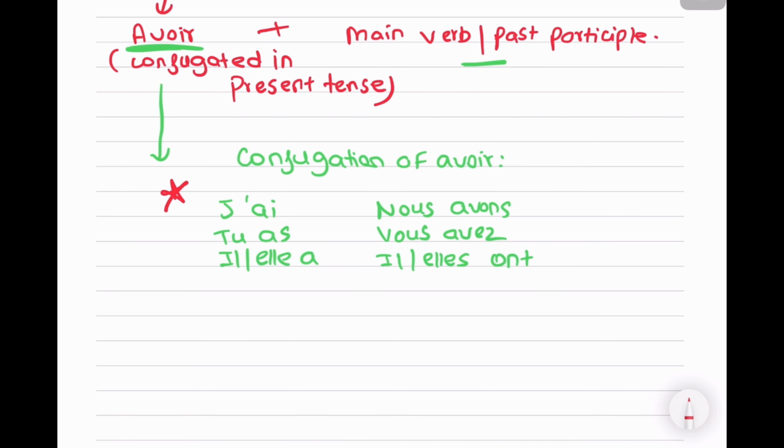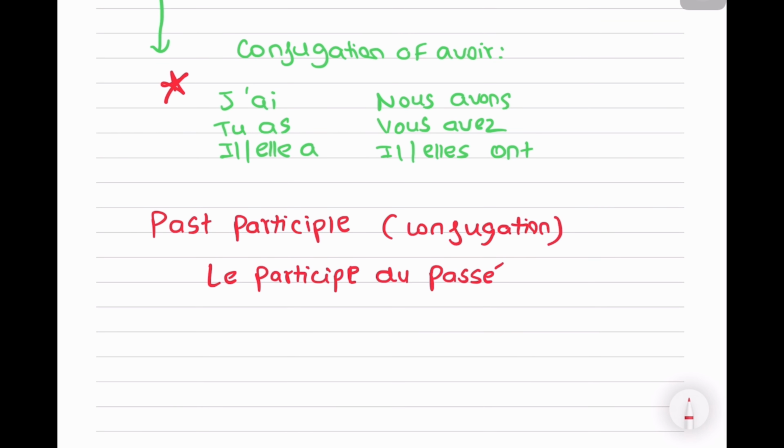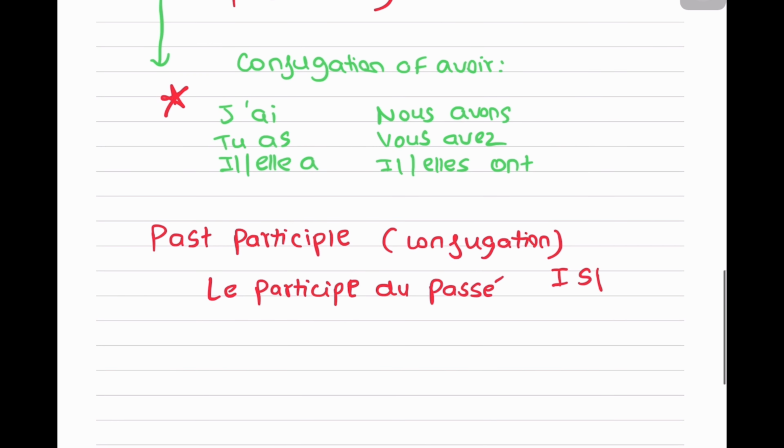How do we conjugate the past participle? In English, speak becomes spoke. When I say I speak and it becomes I spoke, what is spoke? Spoke is the past participle of speak. So when you make a sentence from present to past, the verb changes, and this change in verb we call the past participle. Teach becomes taught, eat becomes ate, right? So that is your past participle. In English, every verb has a completely different past participle.